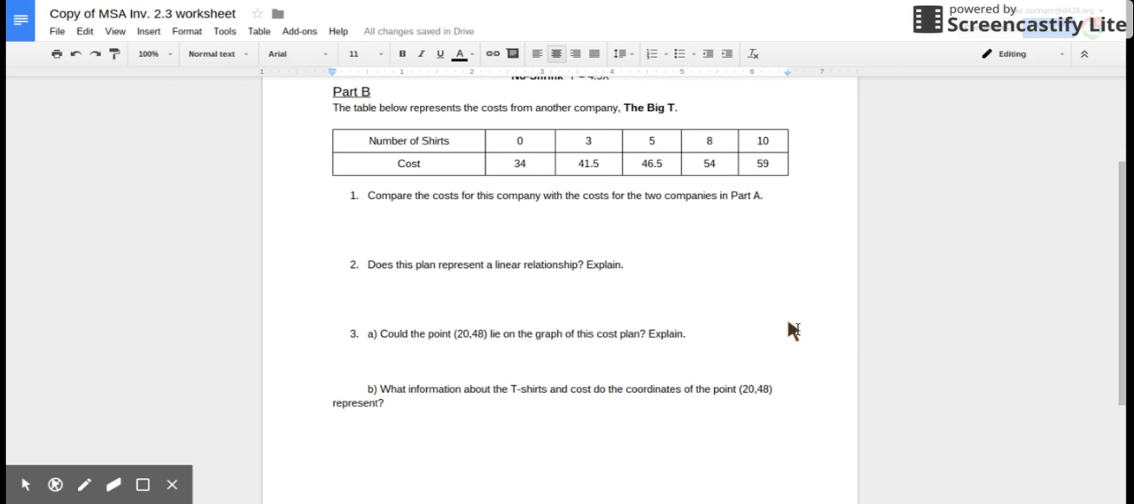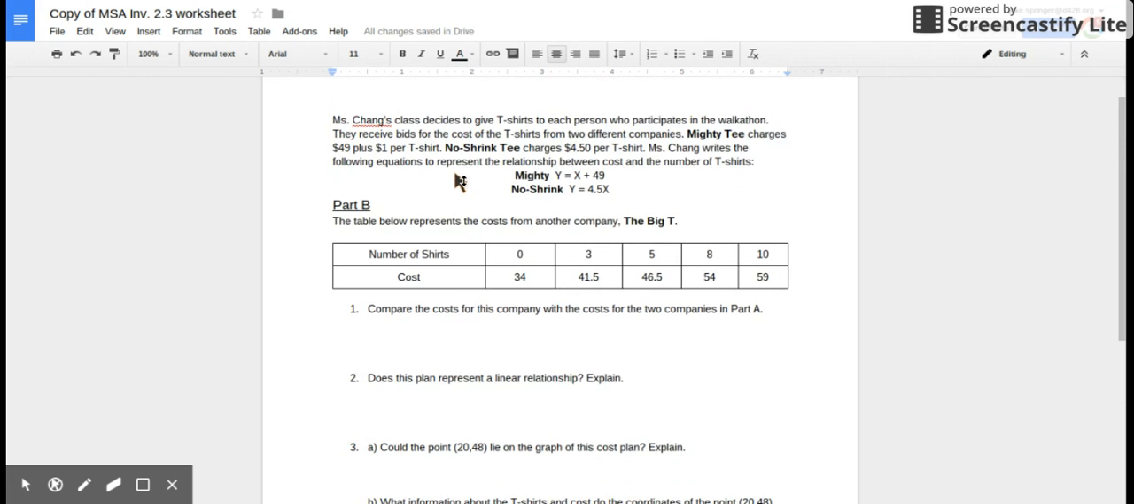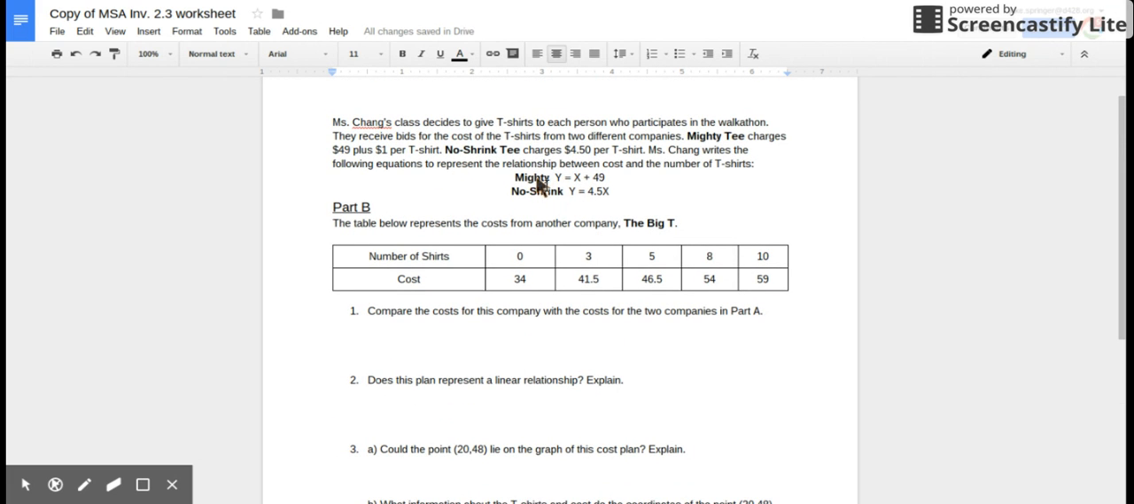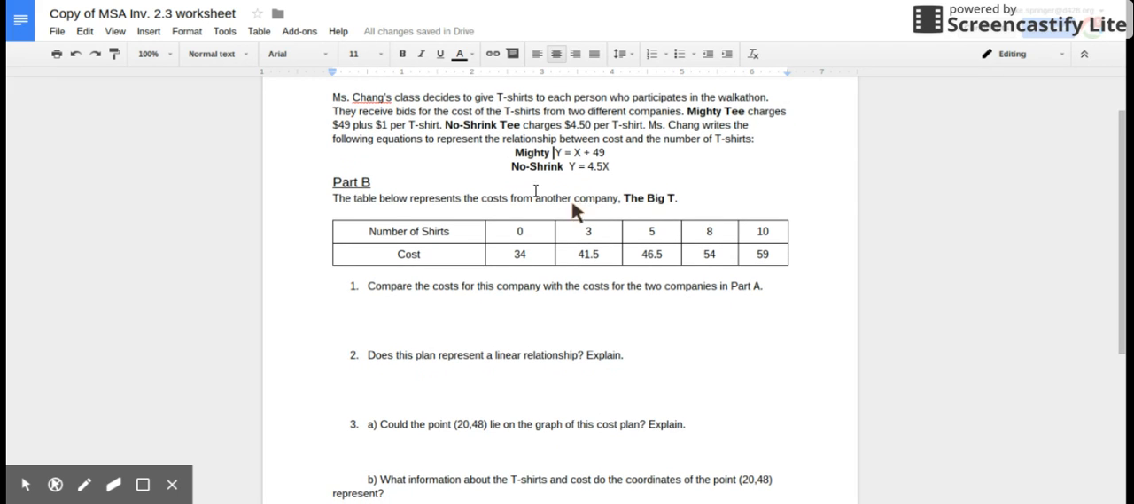Last week, we stopped right before we got to part B for the worksheet we were working on for 2.3. Beforehand, we were talking about two different companies that sold t-shirts, Mighty and No Shrink. Mighty has the equation y equals x plus 49, and No Shrink has y equals 4.5 times x. And part B introduces a new company called the Big T.